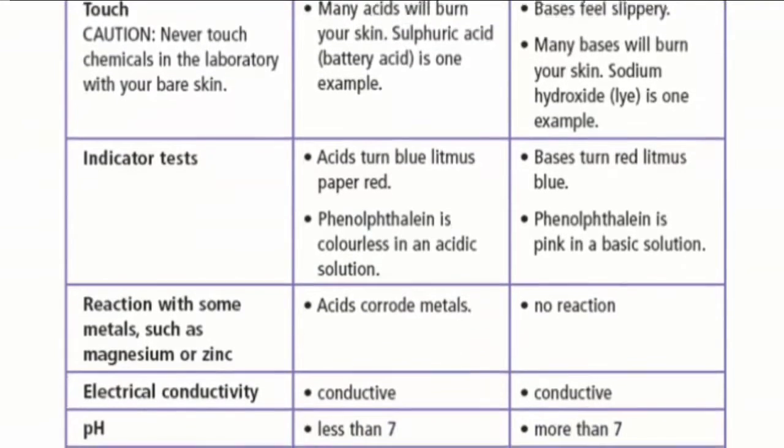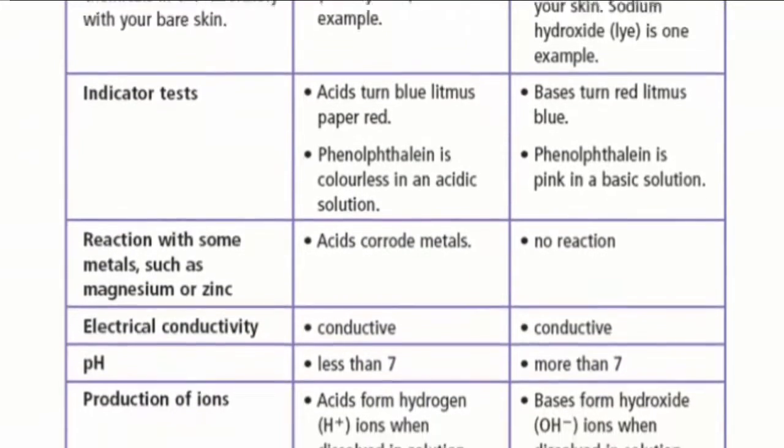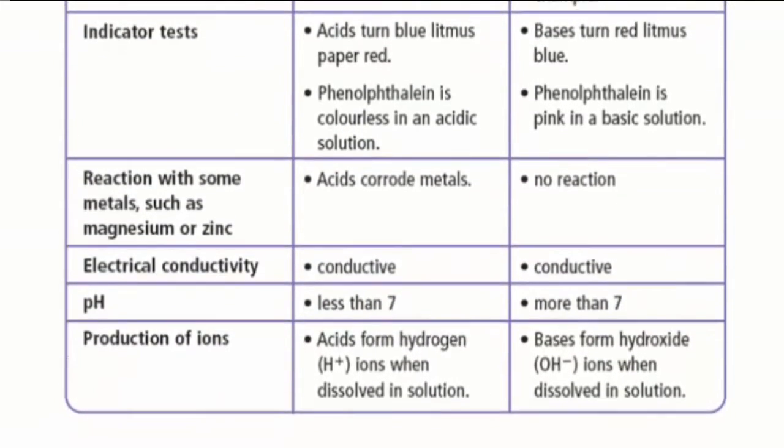Acid is going to turn blue litmus red, and red litmus will stay red. And indicators in bases are going to end up being blue, and phenolphthalein is a common one, so it's going to be pink in a base. So we looked at that.